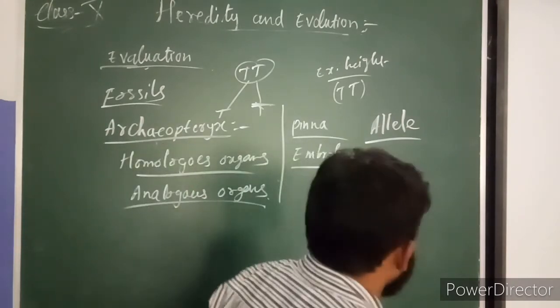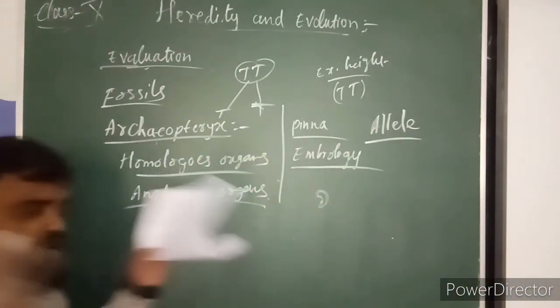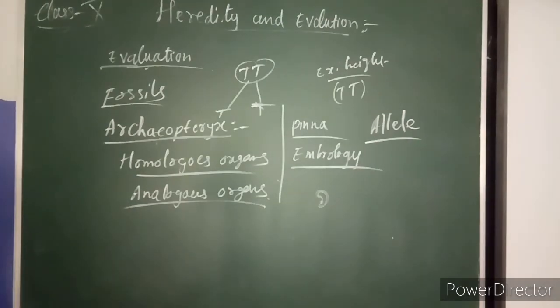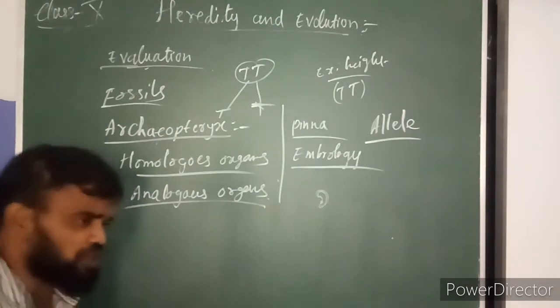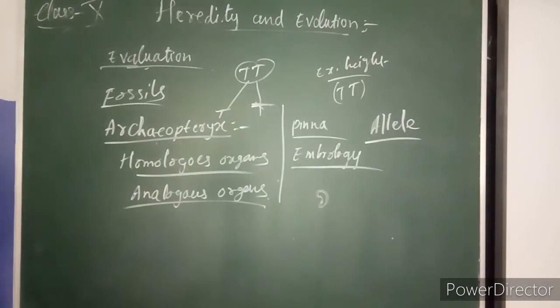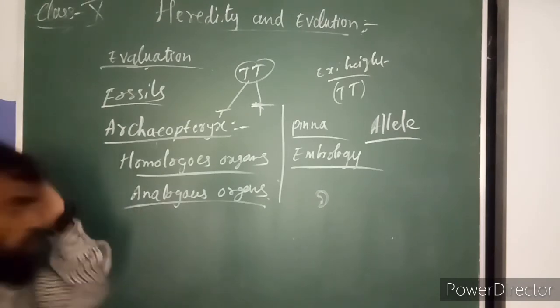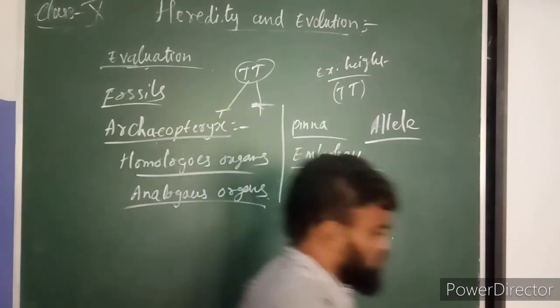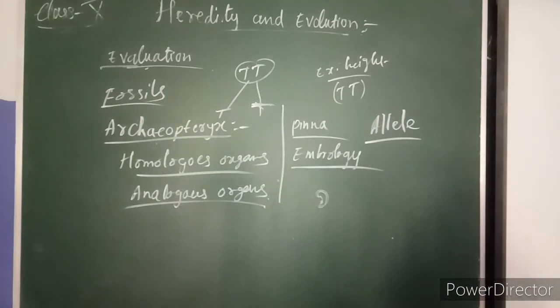So this is the topic. I have done all the explanation. If anything is required, you can find it in the textbook, or you can refer to other books also. You can get all the knowledge. Okay, now this is your topic. I have done this topic. This is part 2. I have finished heredity and evolution. Okay.